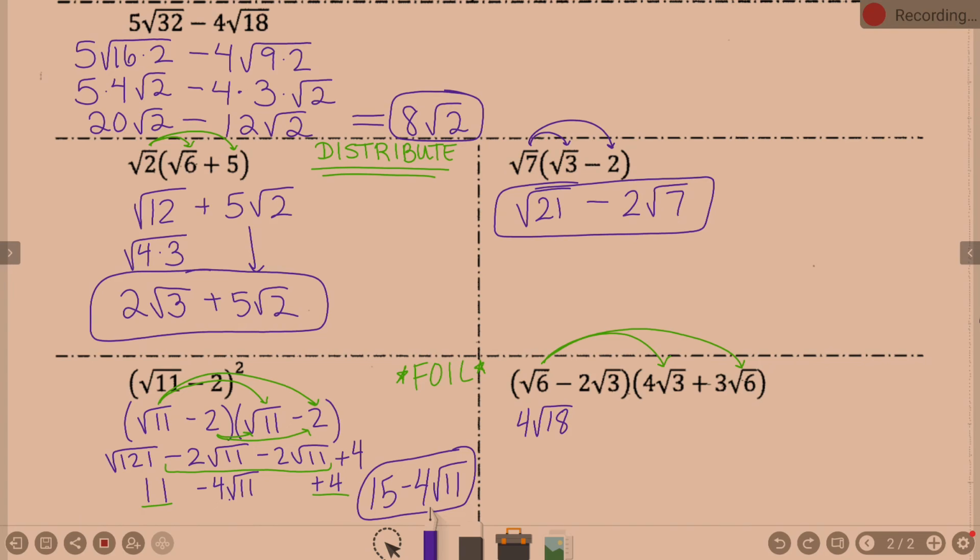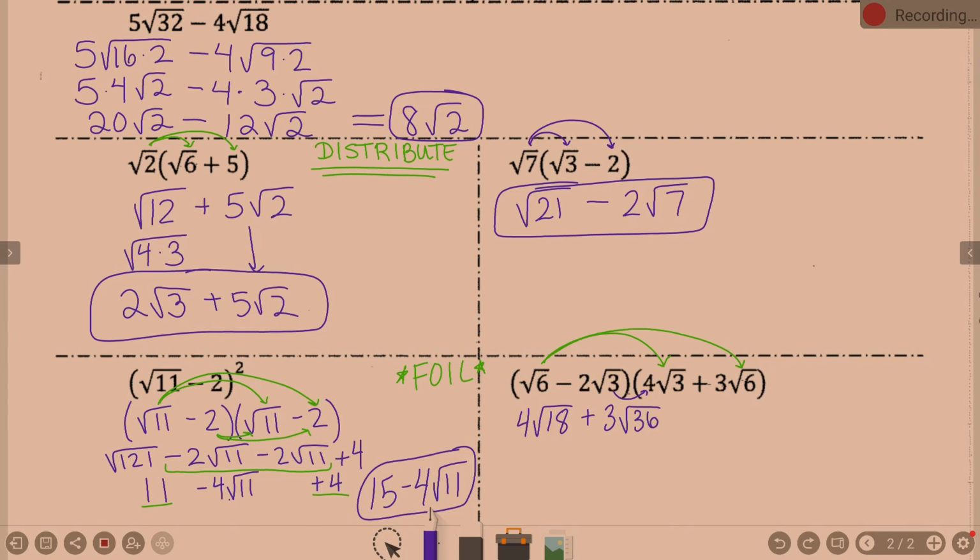Are we okay with that? So we have square root of 6 times 3 square root of 6. So plus, it's still 3 and square root of 36. Come back and simplify later. And then inside, which is going to be negative 8 square root of 9.